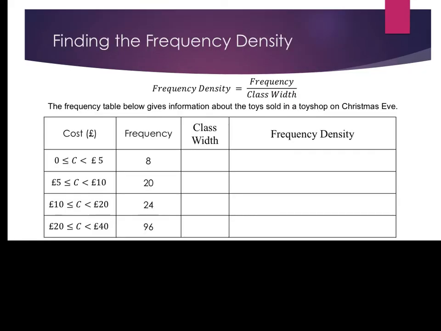We're now going to look at how you find the frequency density. To find the frequency density, there are two bits of information that we need. If you remember, the formula is frequency density equals frequency divided by the class width. We already know the frequency, but we don't know the class width. So in an exam, you will need to add in a class width column at the end, and we're going to work out our class width.